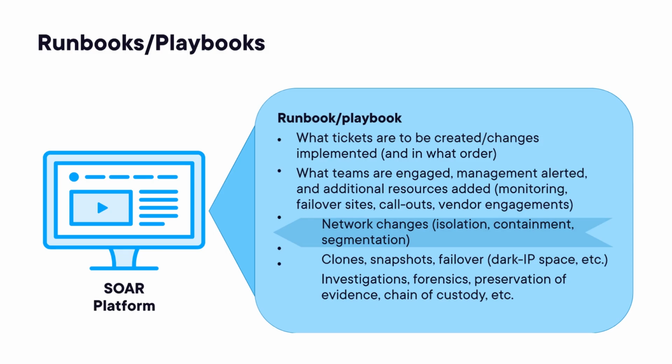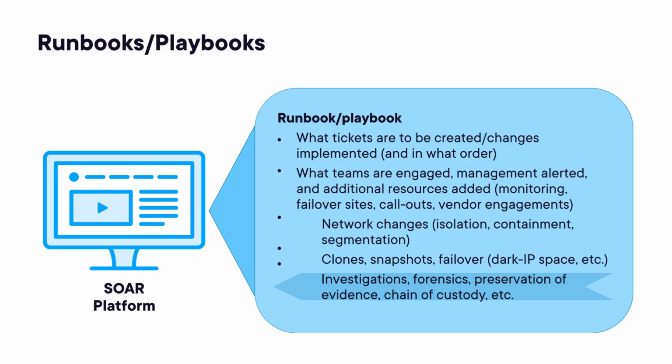All of those things can be automated. If they identify an attack on one part of the network, it could potentially be isolated and cut off from the rest of the network to stop the spread. It could even spin up clones or snapshots. It could do a failover, perhaps to a dark IP space, to allow some things to continue to run, or again to isolate. It could also kick off investigations, start capturing logs, and specify types of data. It could also initiate forensics with the preservation of evidence and chain of custody and all that great stuff. All of these things can potentially be automated via these platforms.